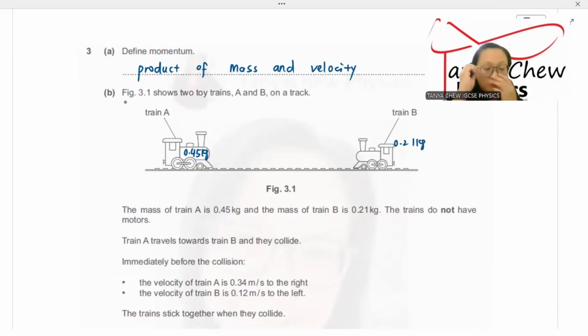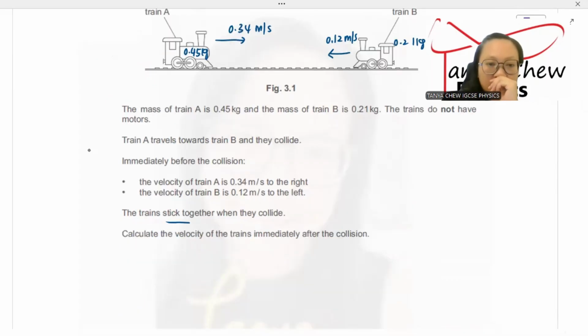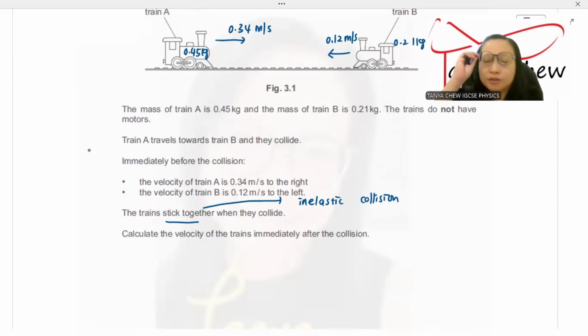The trains do not have motors. Train A travels towards B and they collide. Immediately before the collision, the velocity of A is 0.34 meter per second to the right. And velocity of B is 0.12 meter per second to the left. The trains stick together when they collide. When you see the words stick together, you definitely know that this is an inelastic collision. Only an inelastic collision makes the trains stick together.